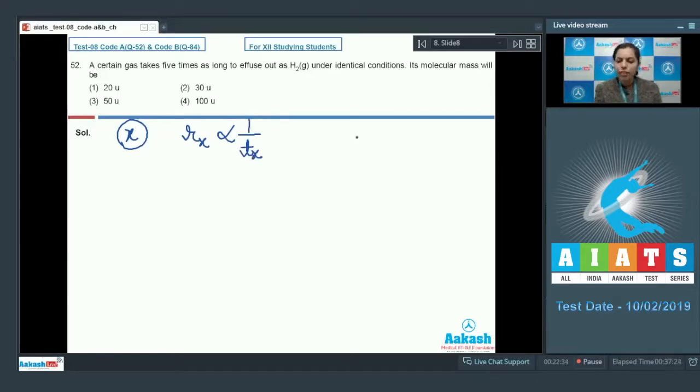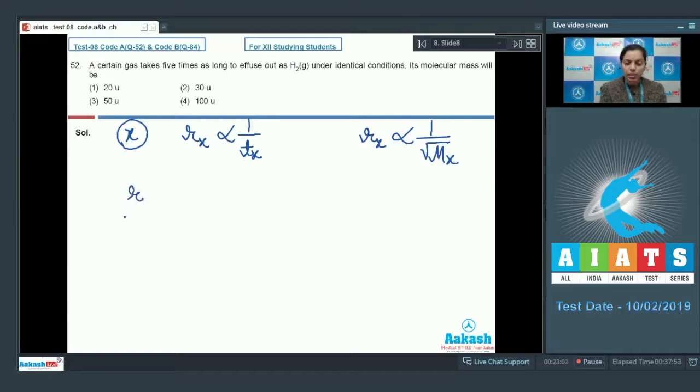effusion. Similarly, we can also apply Graham's law of diffusion for the process of effusion, and we know that this R, talking about that particular gas, is inversely proportional to molar mass of that gas. These two formulas we have. It means we can relate R value with time taken by gas for the process of effusion as well as the molecular mass of that gas.